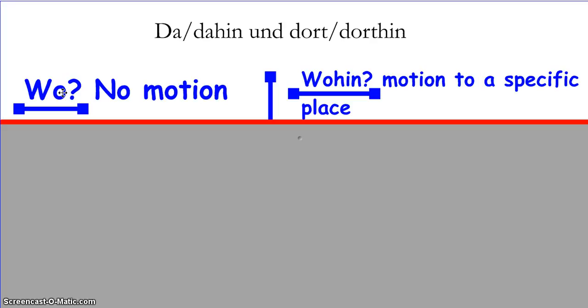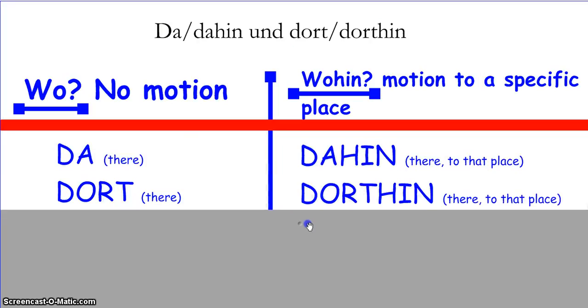So make sure you understand the difference between the two-way prepositions indicating location, so no motion, versus when you use a two-way preposition when there is motion or direction from one to the next. So that's how we're going to figure out whether we use da or dort or dahin and dorthin.